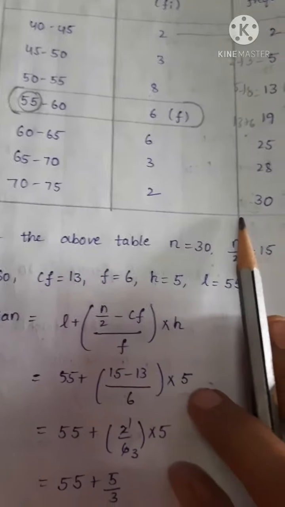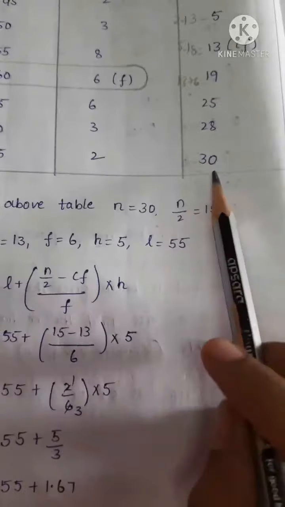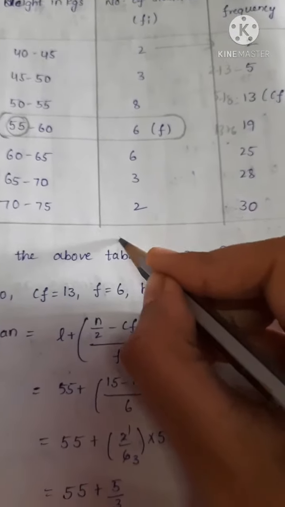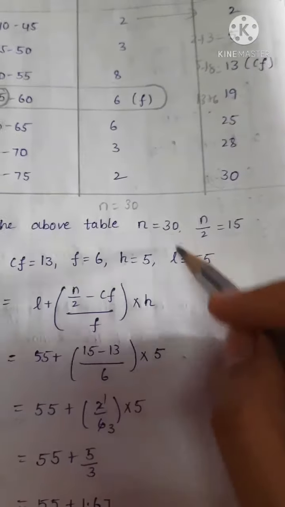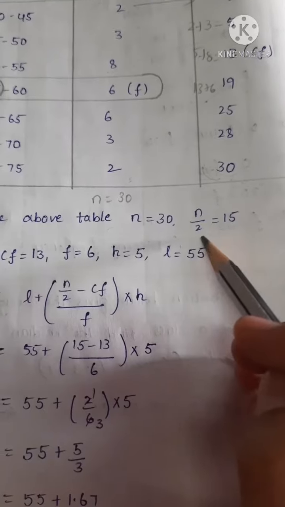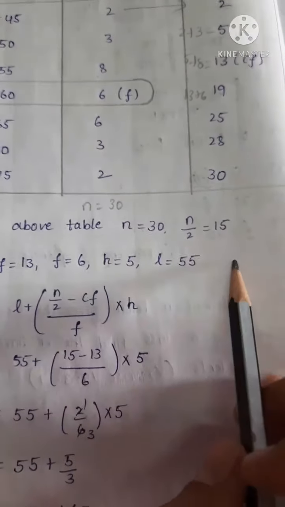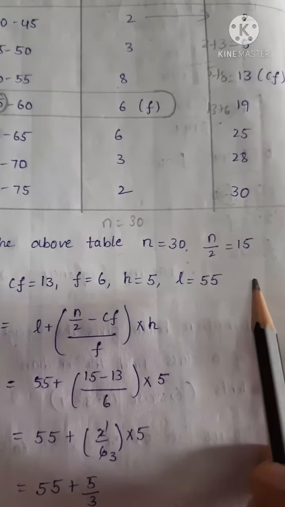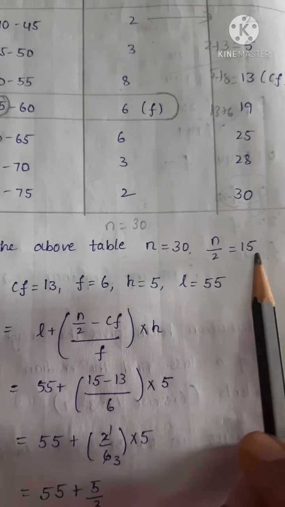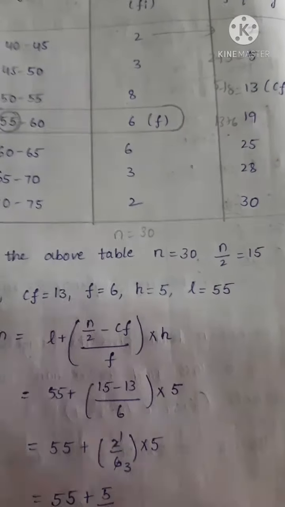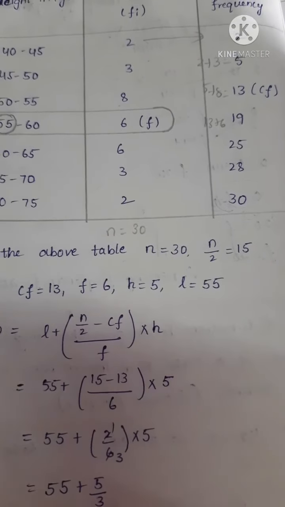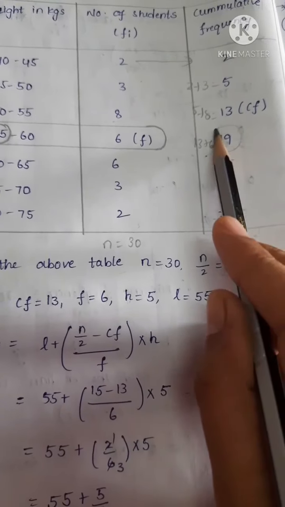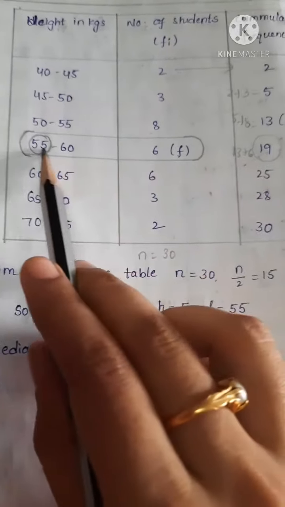So here, from the table, the n value is 30. If you add all of these, you get n as 30. n is nothing but the sum of the frequencies, which gives 30. So n by 2 is equal to 30 by 2, which is 15. Now, this is the main point you have to remember in the median. n by 2 is 15, so we look for the value nearest to 15 in the cumulative frequencies. This 15 is nearer to 19, and that corresponds to the median class.